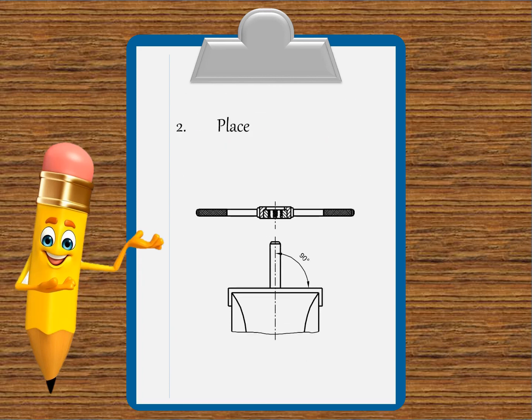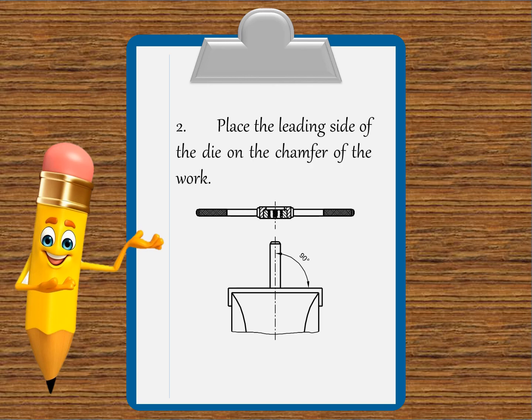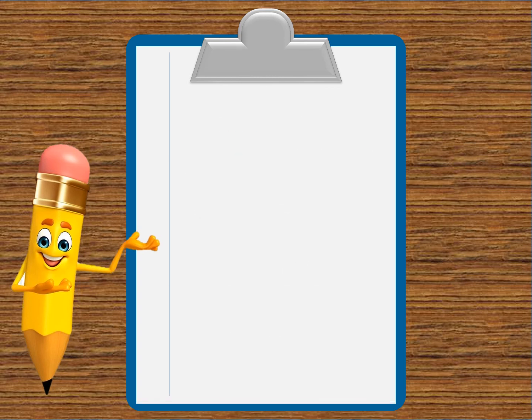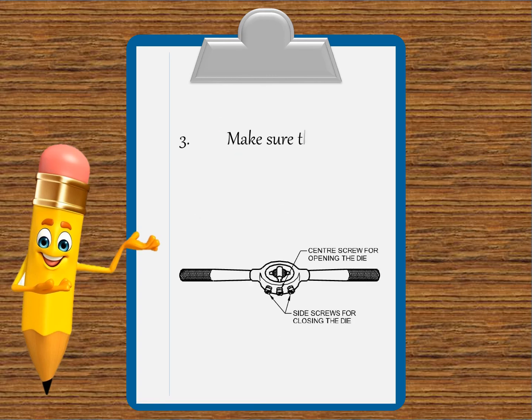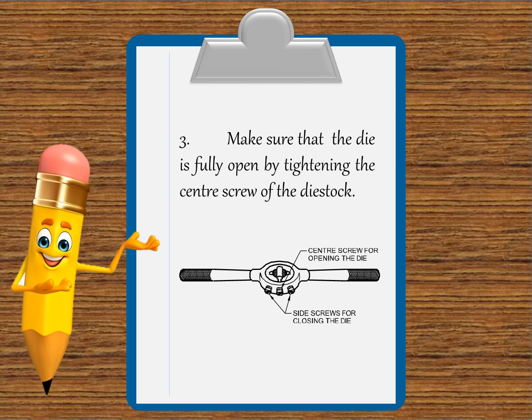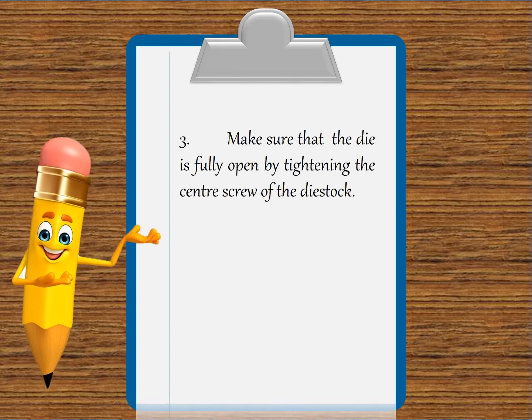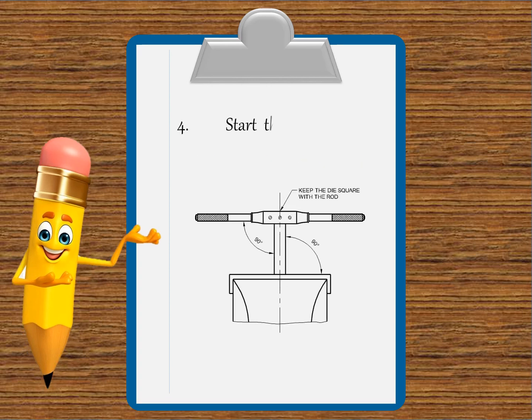The second step is to place the leading side of the die on the chamfer of the work. The third step is make sure that the die is fully open by tightening the center screw of the die stock. The fourth step is to start the die square to the bolt center line.